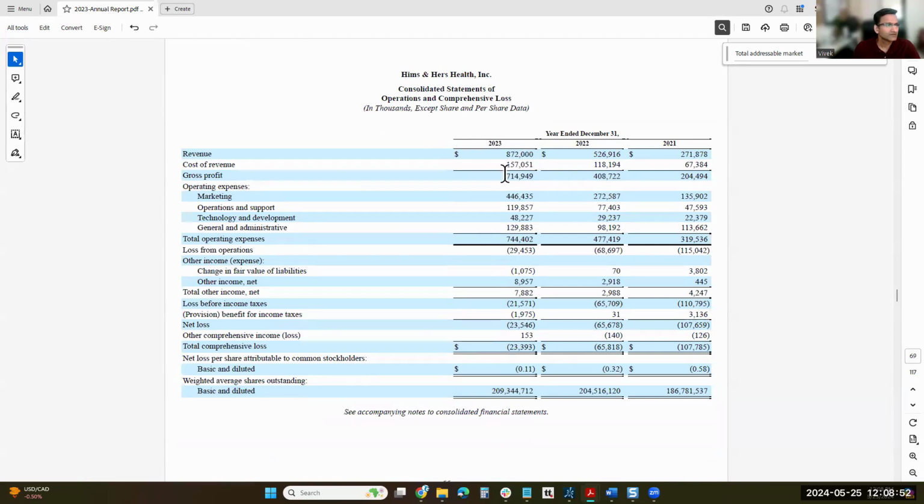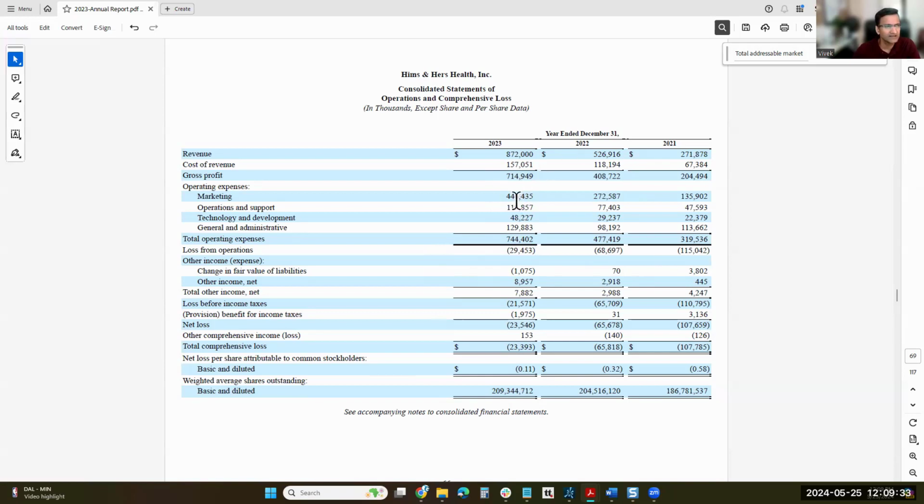2023. Overall, $872 million in revenue, healthy gross profit, because most of the revenue is coming from telehealth and not from the retail side. So they've got a healthy gross profit. Marketing is 446, then operations support, technology development, G&A. At the end of the day, they're not generating any money from running the business, which is fine. Many companies that are starting out don't generate enough revenue to compensate for their expenses.